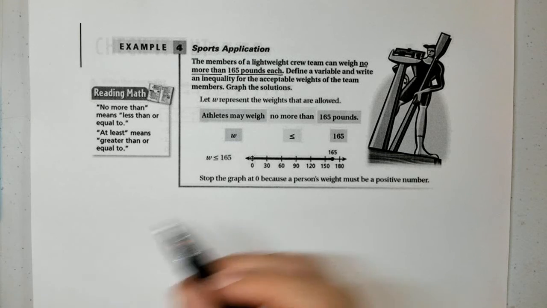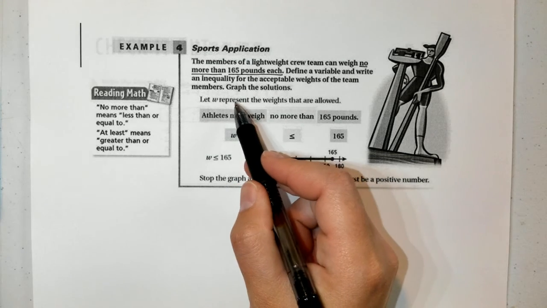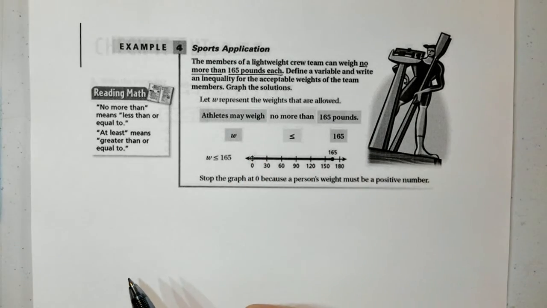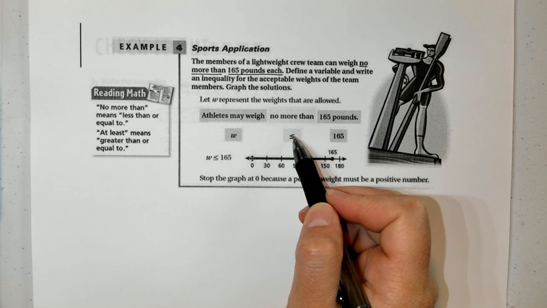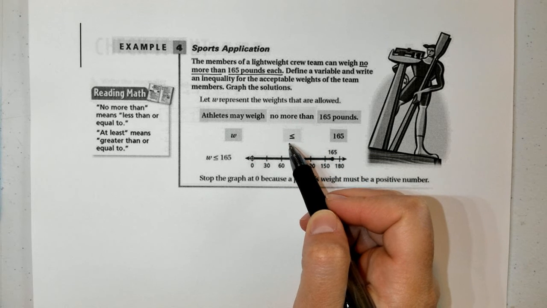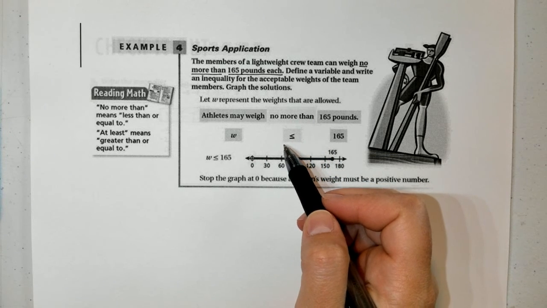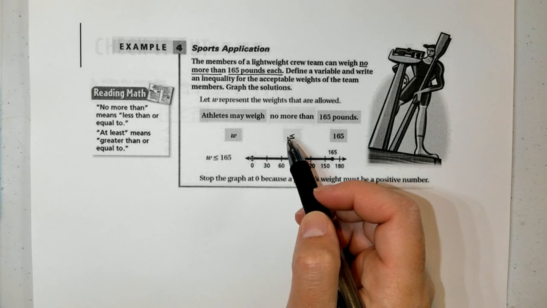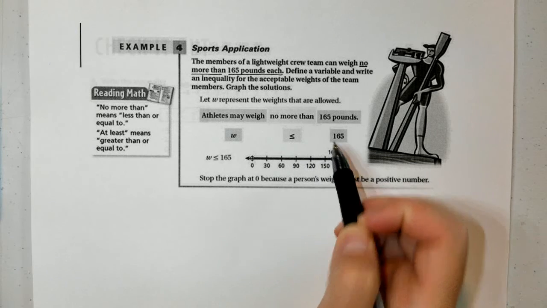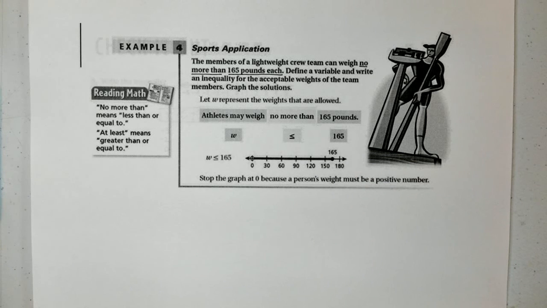So W is going to represent the weights that are allowed, how much the athlete can weigh. No more than means it has to be less than or equal to. The biggest that it can be is 165 pounds. So our inequality is going to be W is less than or equal to 165. And then we're going to graph it.